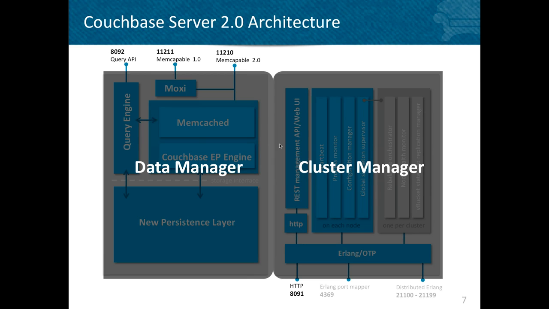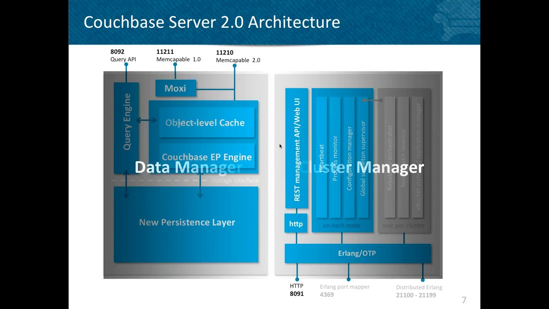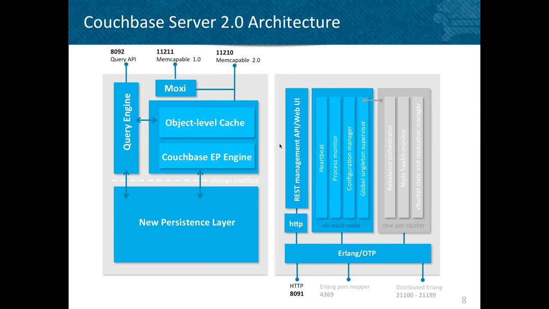A quick look at the architecture of Couchbase Server. We split this up into two components. On the left, you have the data manager that is responsible for all requests and data access from the application. And on the right, you have an out-of-band cluster management system that is responsible for gathering statistics and holding the cluster together. If we take a look a little bit deeper, on the left side, you see there is a persistence layer with an object cache on top of that.